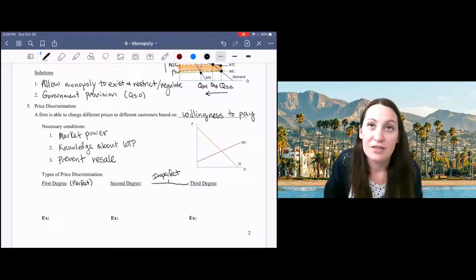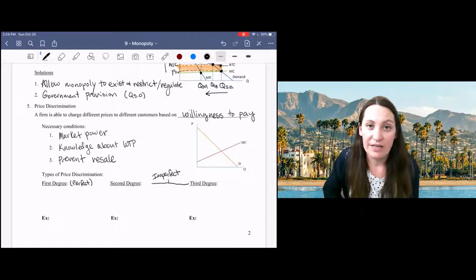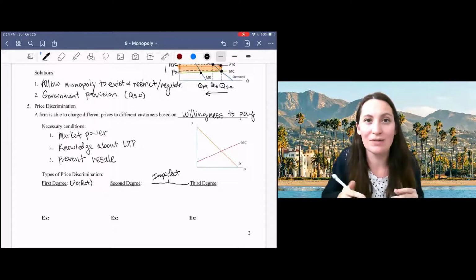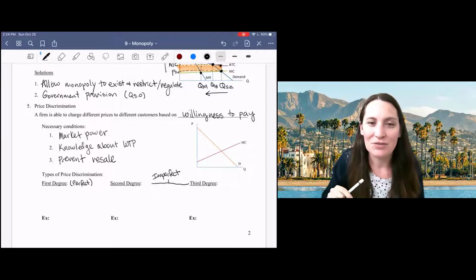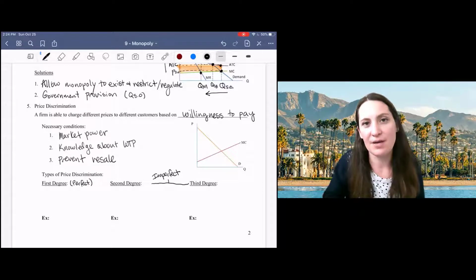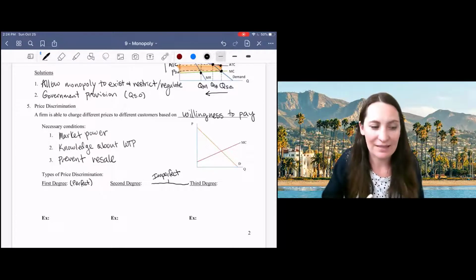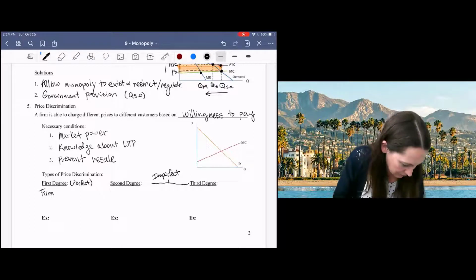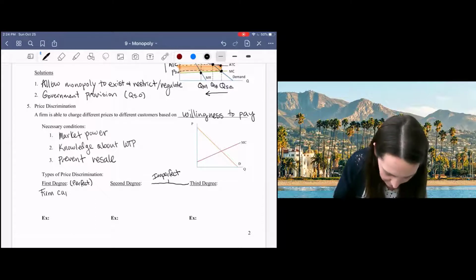So first degree price discrimination or perfect price discrimination is one theoretical extreme where the firm is able to see into everyone's soul to ascertain their true value of the product and charge them exactly what they are willing to pay. So the firm can charge consumers a price that's exactly equal to their willingness to pay.